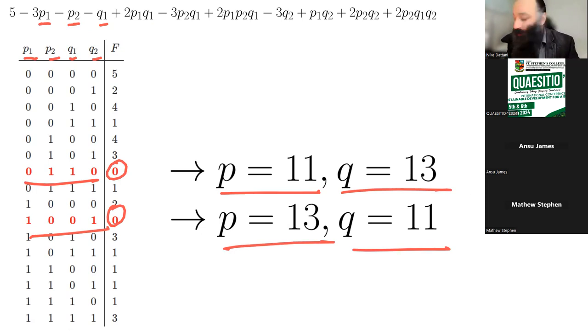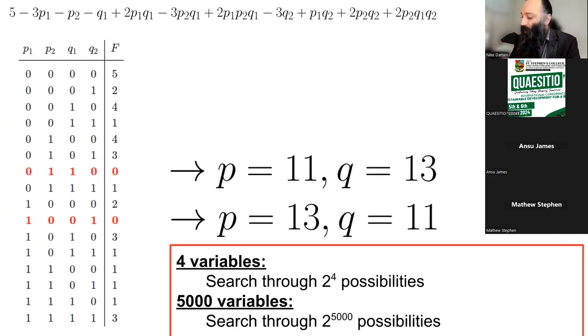Those are the factors of 143. So we have factored the number 143 without doing much work. We have just minimized the function. And by doing that, we found the P and the Q such that P times Q equals 143.